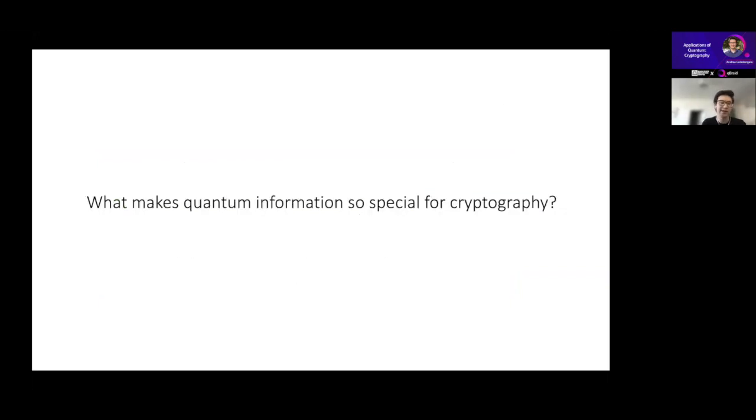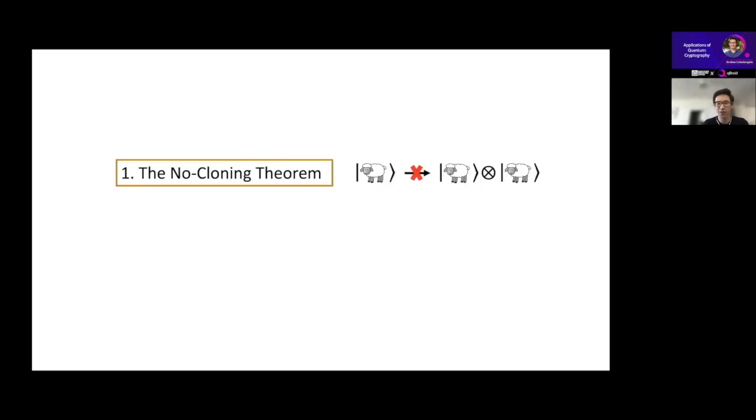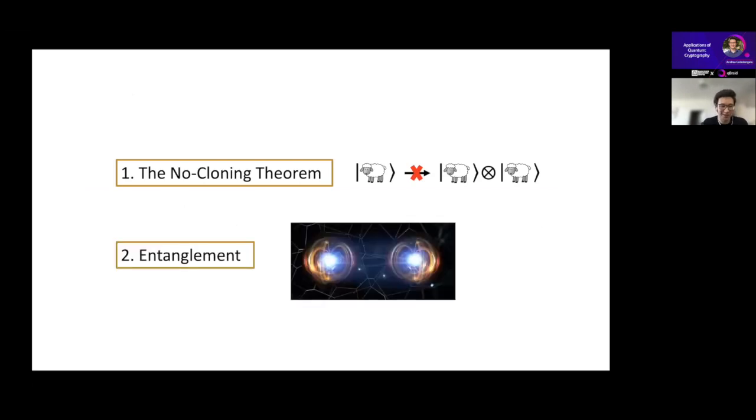And so what is it that makes quantum information so special for cryptography? It is mostly two properties. One is the no cloning theorem, and the second is entanglement. And so in the rest of the talk, my goal is to illustrate how these two properties can play a role.